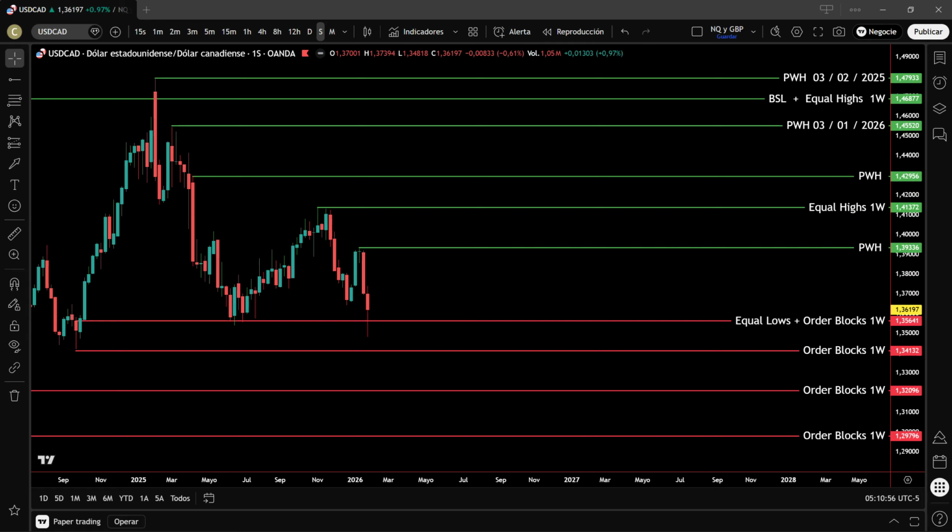However, on the downside, it is crucial to monitor the 1.356 area, where equal lows and a highly relevant weekly order block converge. This is our primary support zone. Respecting this level would validate a bullish continuation toward the 1.45 and 1.46 targets identified on the macro chart. The key for the coming days will be observing how price reacts when testing these immediate highs, whether we see a sharp rejection or a solid expansion that confirms the bias we have projected.